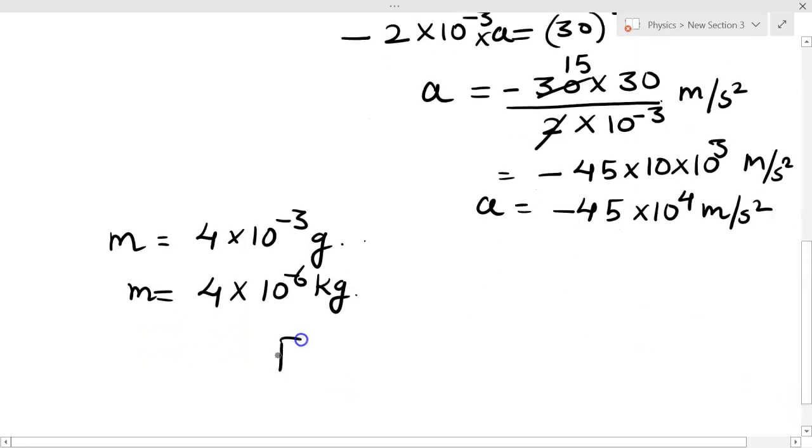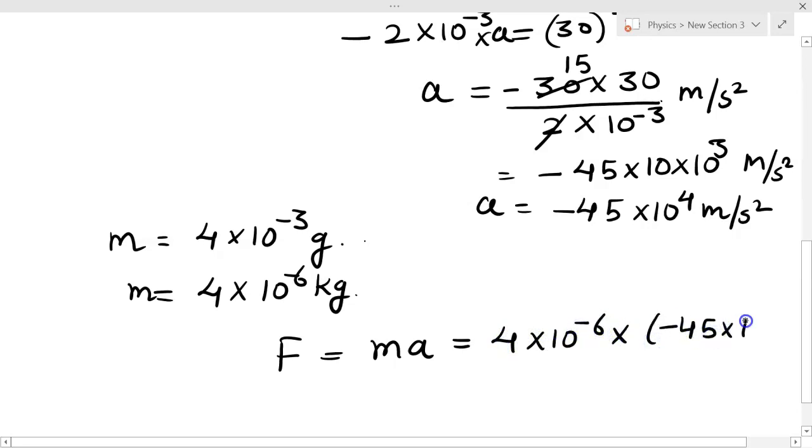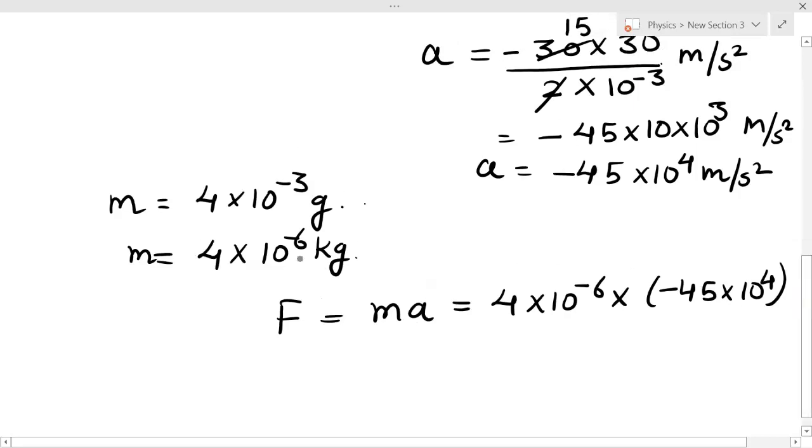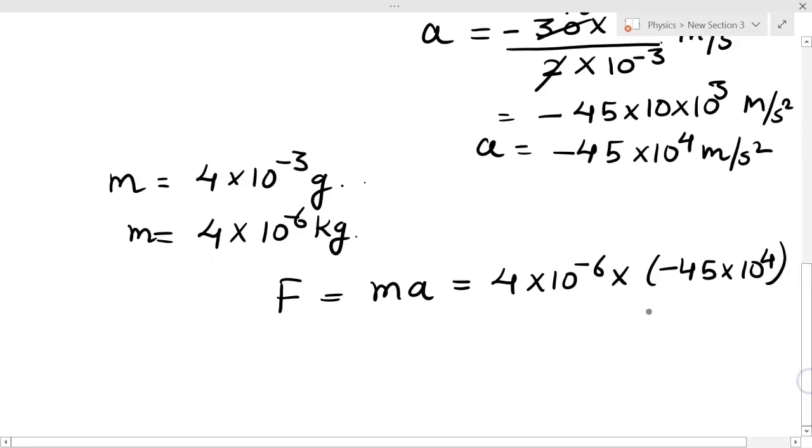So the force which will be applied is ma, which is 4 into 10 to the power minus 6 into minus 45 into 10 to the power 4. So this is the force applied on the drop, right? Because this is the mass of the drop and the acceleration. So the same equal and opposite force will be applied on the head of the person. So 45 into 4 is 180. So I will write this as minus 180 into 10 to the power minus 2. So this becomes minus 1.8 Newton.